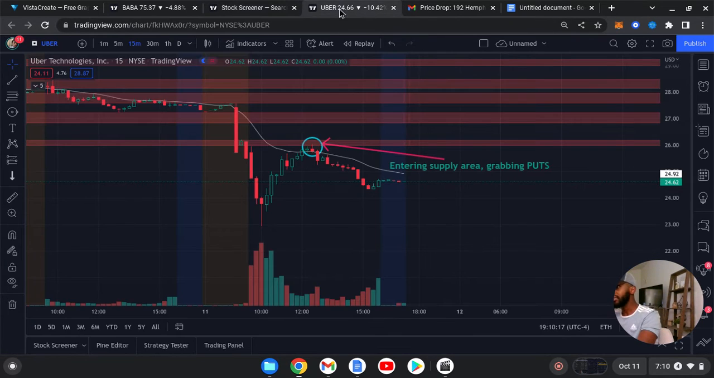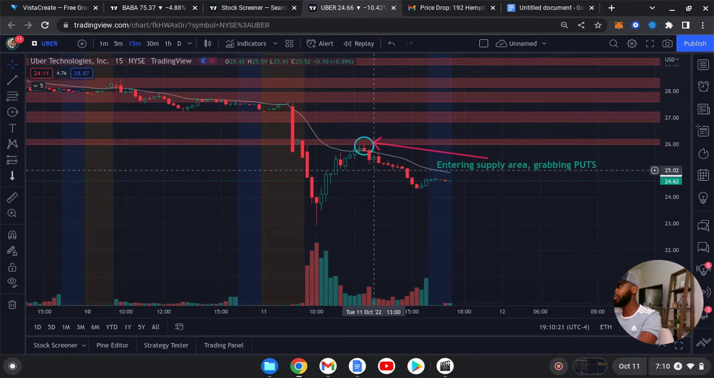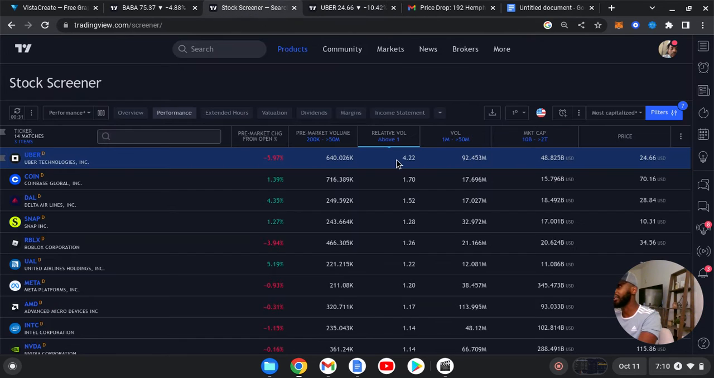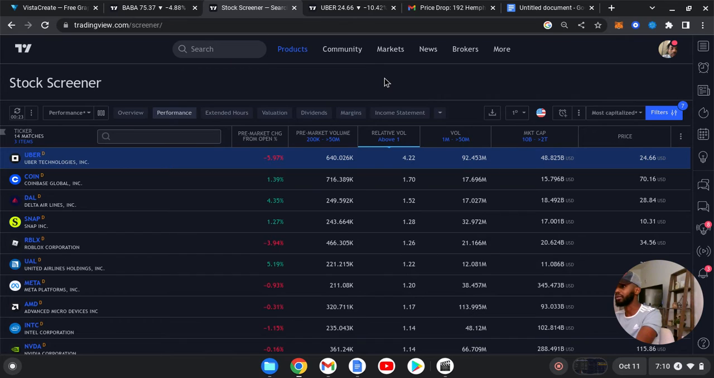So first thing we have is Uber. If we open up Uber right here, I seen Uber was the first stock on the stock screener. It had a relative volume of 4, which is huge. That means this thing is trading 4 times greater than normal with a volume of almost 100 million. So that means it usually trades at maybe like 23, 24 million.